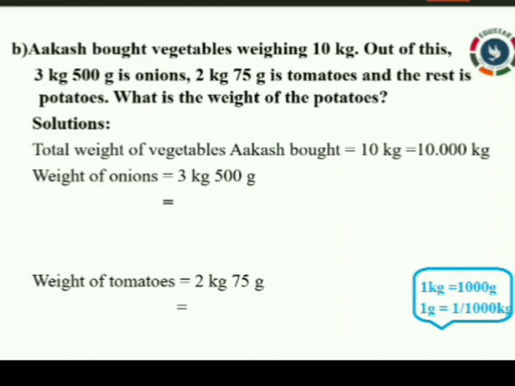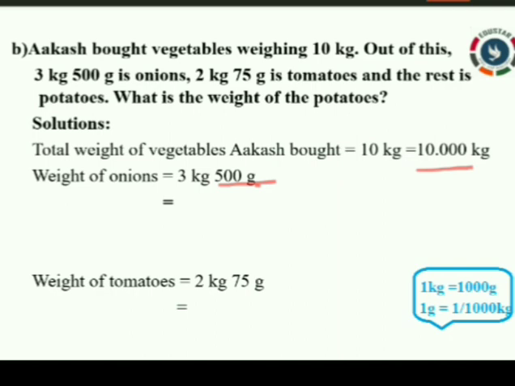First you have to write the given datas. The total weight of vegetable is 10 kg. You have to convert into decimal, 10.00 kg. Then now we are going to find the weight of onions. Weight of onion is 3 kg 500 gram. Now we are going to convert this gram into kilogram. Already in unit conversion you have studied how to convert gram to kilogram.